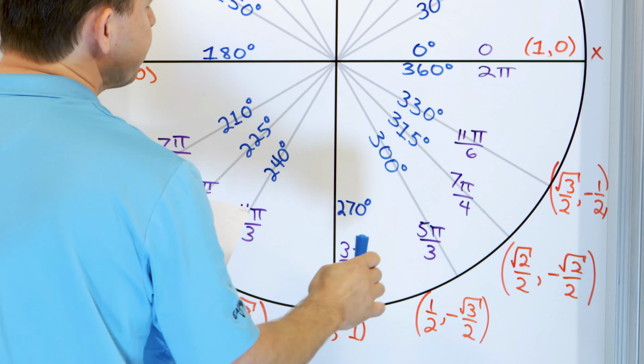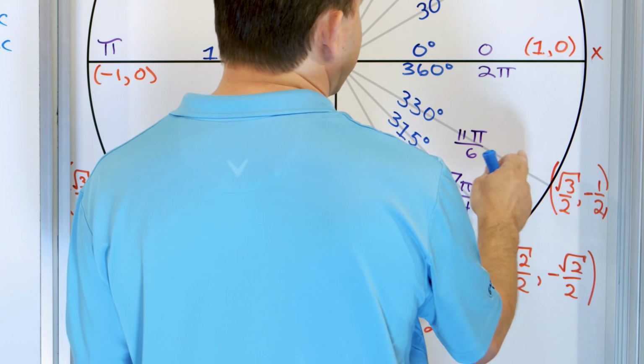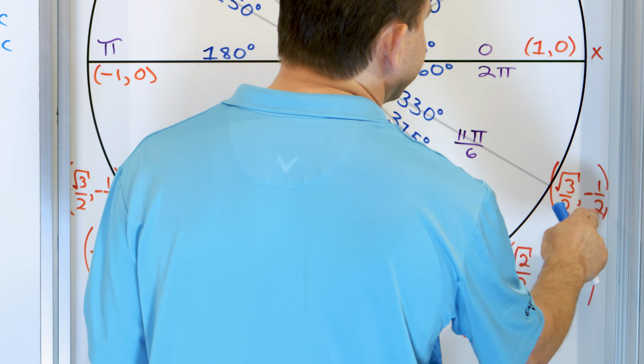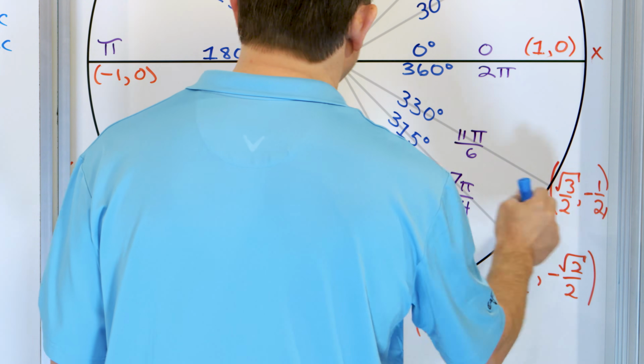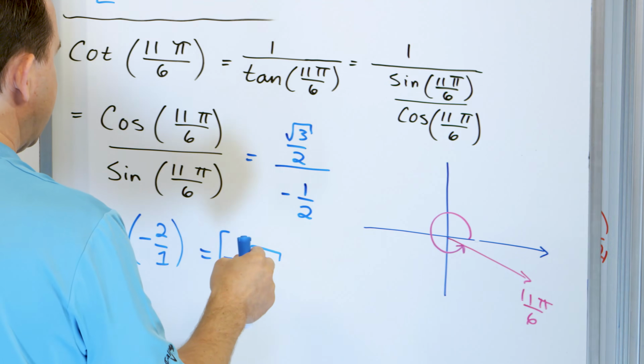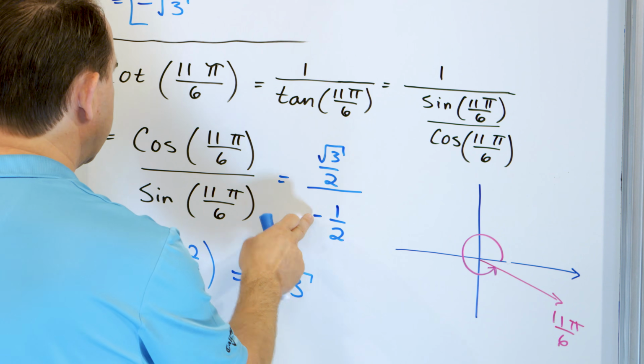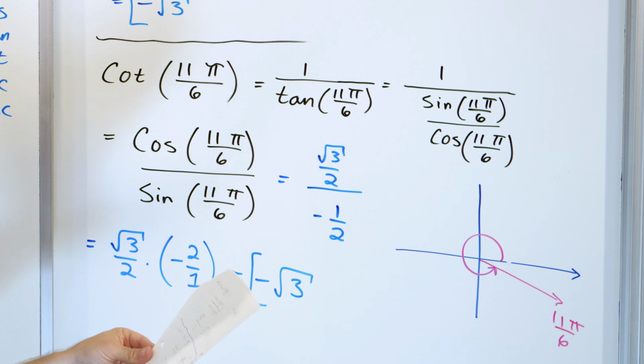So here we are. And then it was cosine divided by sine. So positive square root of 3 over 2, negative 1/2. Divide, this is the answer that you get.